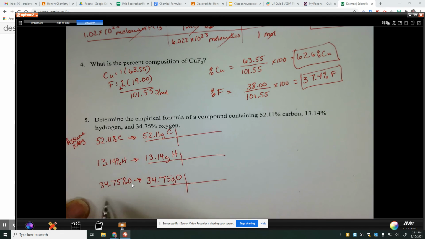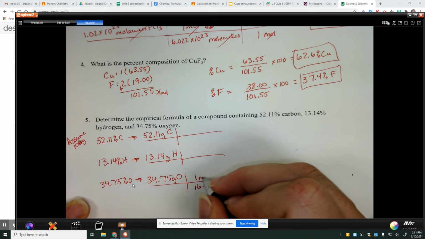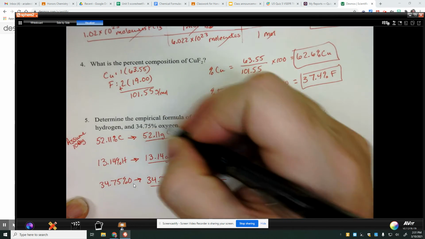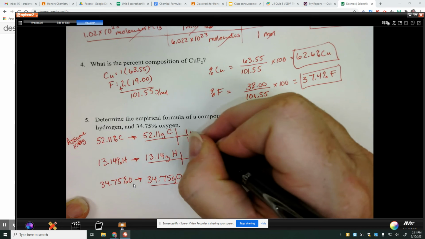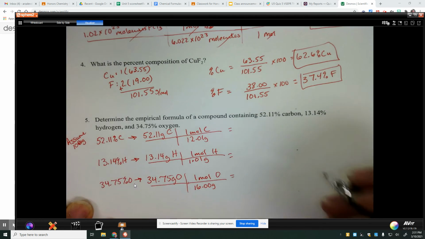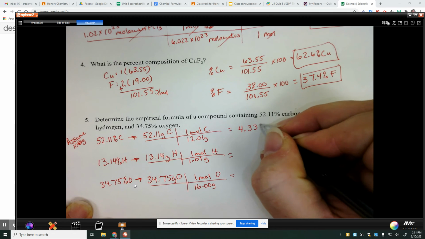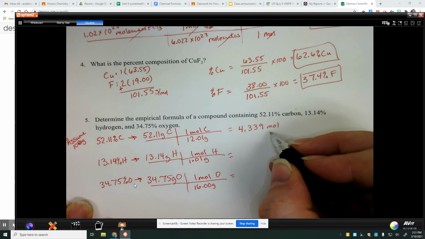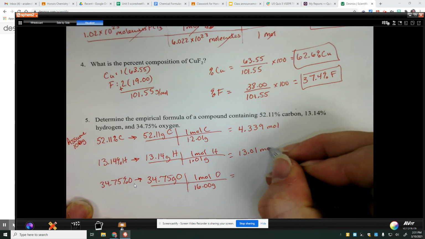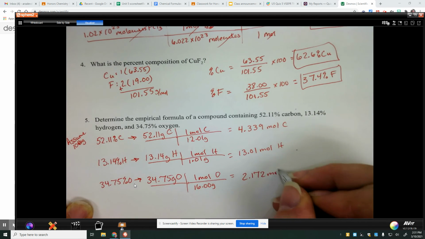Now I went percent to mass, now it's mass to mole. The molar mass of oxygen is 16 from the periodic table. The molar mass of hydrogen is 1.01. And the molar mass of carbon is 12.01. All right, so when I divide those, maintaining the correct number of sig figs, so I had 4 sig figs in my number, so I need to have 4 sig figs when I convert. And then this one is 2.172 moles of oxygen.